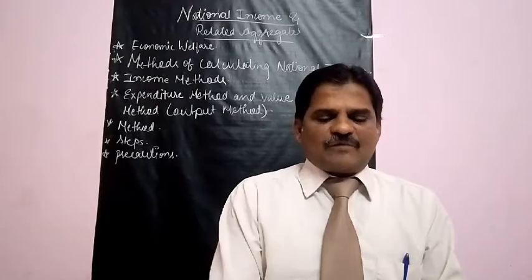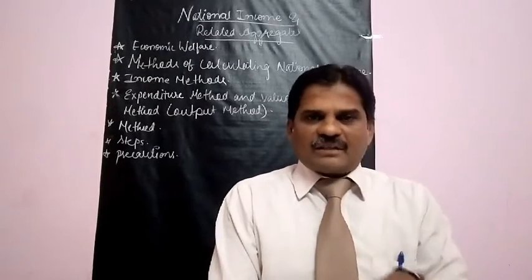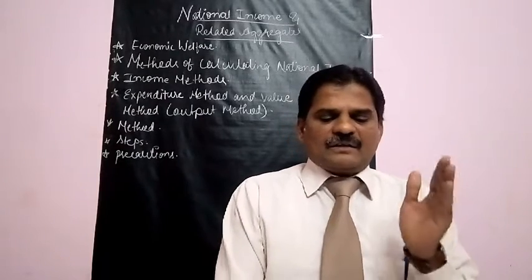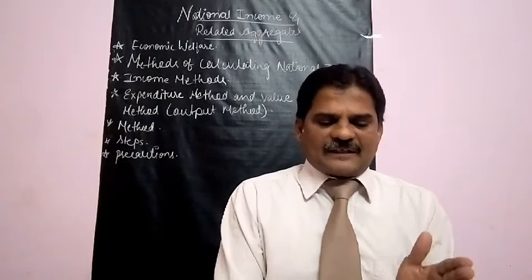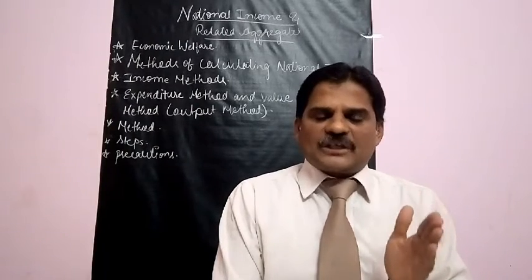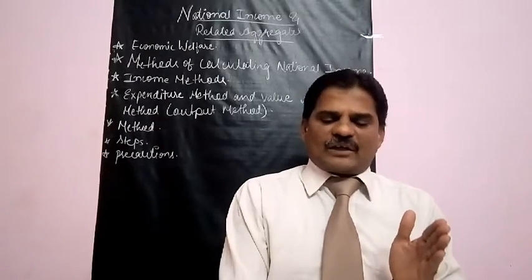Now step 3. Take the sum of the factor income. You take the sum of all the factor incomes by all the three sectors, primary, secondary, tertiary, to arrive at the net domestic product at factor cost, NDP at factor cost, which is called domestic income.